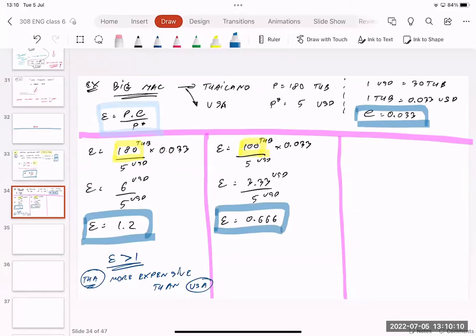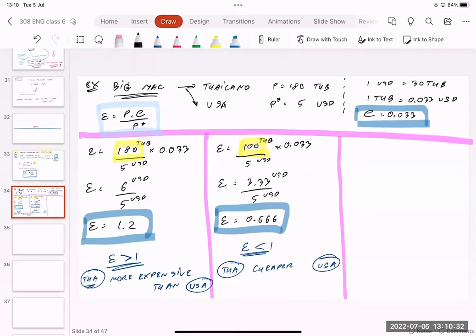And here, what you can learn is that every time the real exchange rate is less than 1, it means that the product in our country, Thailand, is cheaper than in USA. You got it? Okay. Next one.